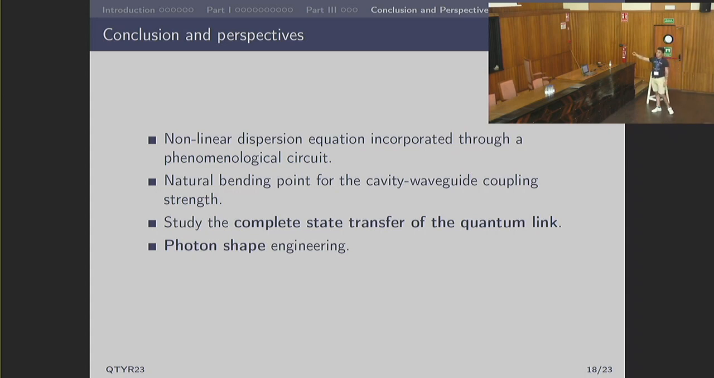And for some remaining work that is still to be investigated, we still have to better understand the complete state transfer from a quantum unit to the other through your quantum link, and ultimately better understand also the photon shape engineering in these quantum links.